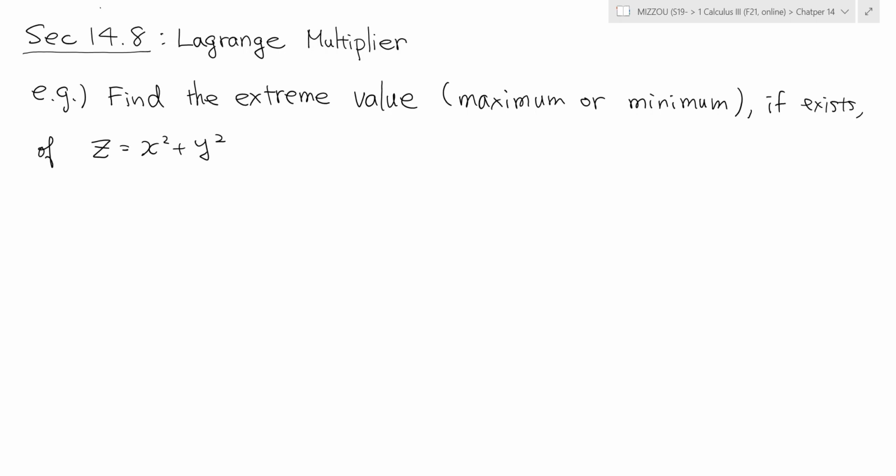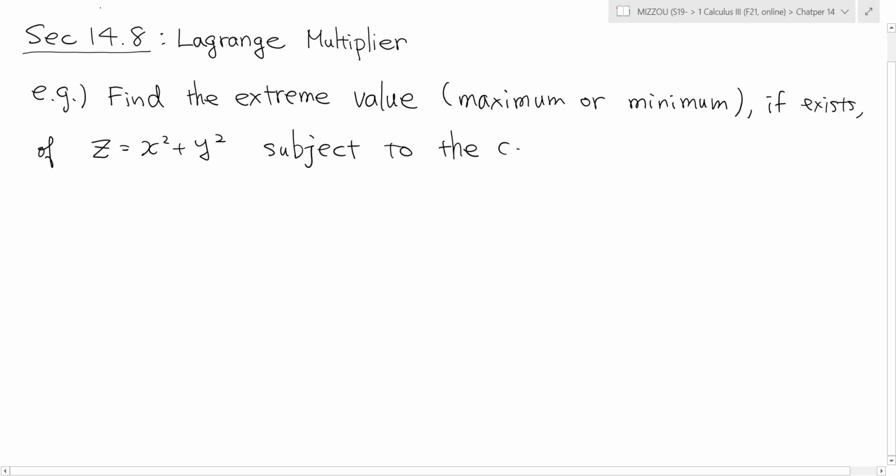We want to find the extreme value, namely either maximum or minimum, subject to the constraint xy is equal to 1. We impose this condition on the x value and y value. So for example, 0, 0 gives you the minimum, but if x and y are both 0, then the product is 0. So this constraint is not satisfied, and that doesn't give you the extreme value subject to this constraint. Finding an extreme value, a maximum or minimum, subject to a constraint like this is called the method of Lagrange multipliers, and that's what we're going to do in this section.